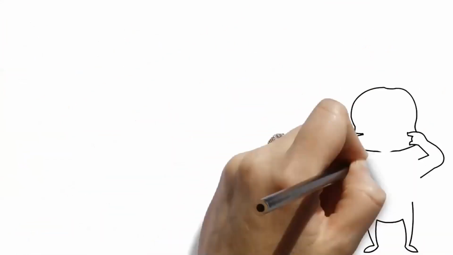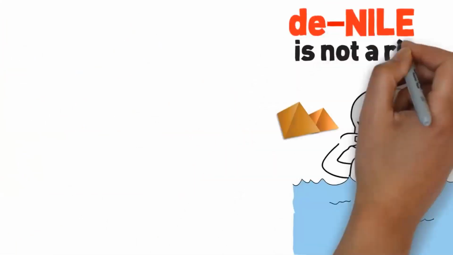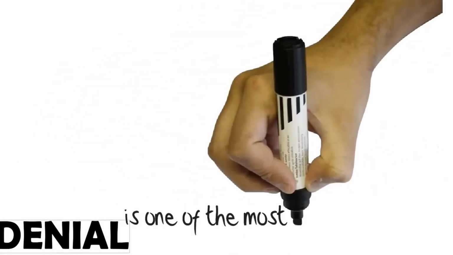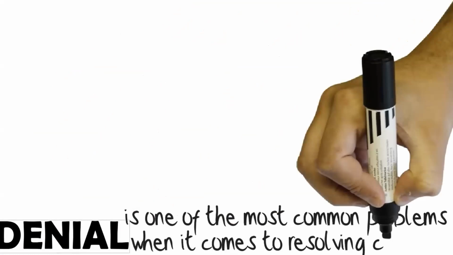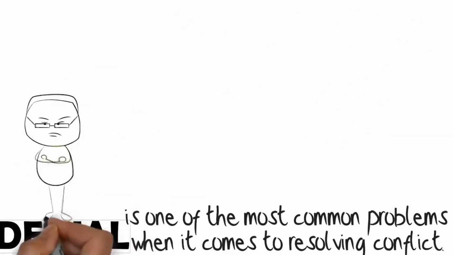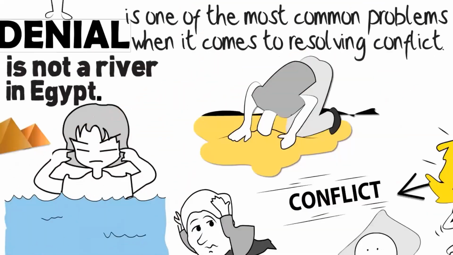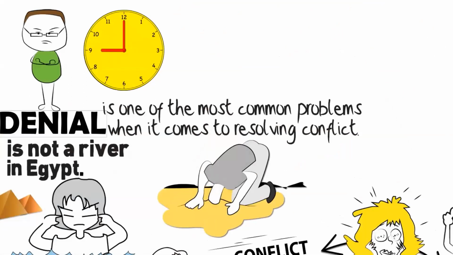There is a very clever saying that goes like this: denial is not a river in Egypt. Denial is, however, one of the most common problems when it comes to resolving conflict. When confronted with a tense or difficult conflict, too many people smooth it over, bury their head in the sand, and the conflict goes on for another 1, 2, or 3 weeks, months, or even years in some cases.